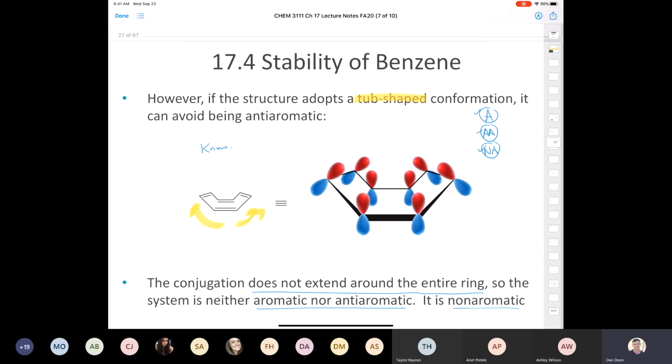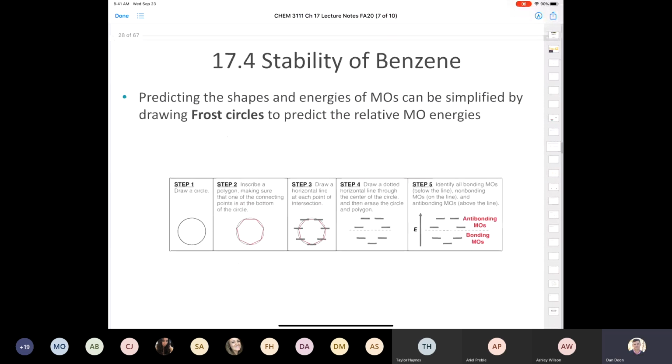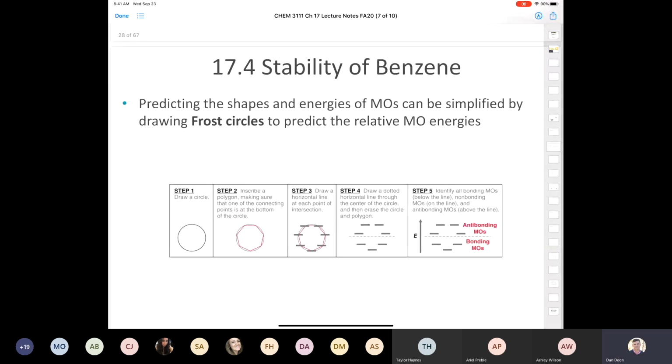All right. The stability of benzene. If you want to predict the stability of benzene using molecular orbital theory, you don't have to get involved in any complex mathematics. You can use what's called a Frost circle, which was developed by Arthur Frost. I'm never going to ask you to draw a Frost circle. In fact, our next quiz will be multiple choice, but what you do is you start by drawing a circle. Everybody can draw a circle, right?